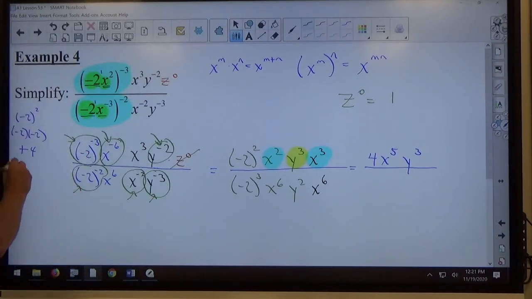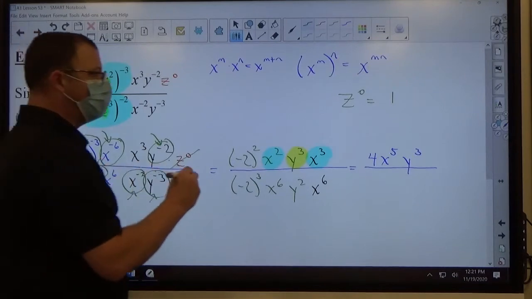Look at, I got -2 cubed. -2 cubed means -2 times -2 times -2. 3 negatives make a negative. 2 times 2 is 4 times 2 is 8. So -2 cubed is -8.